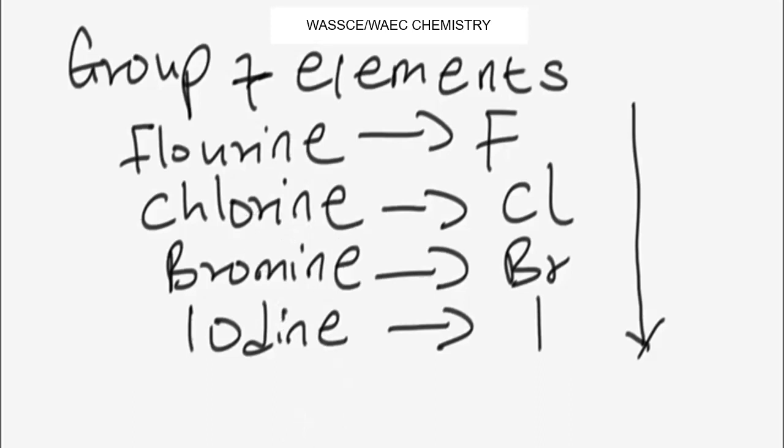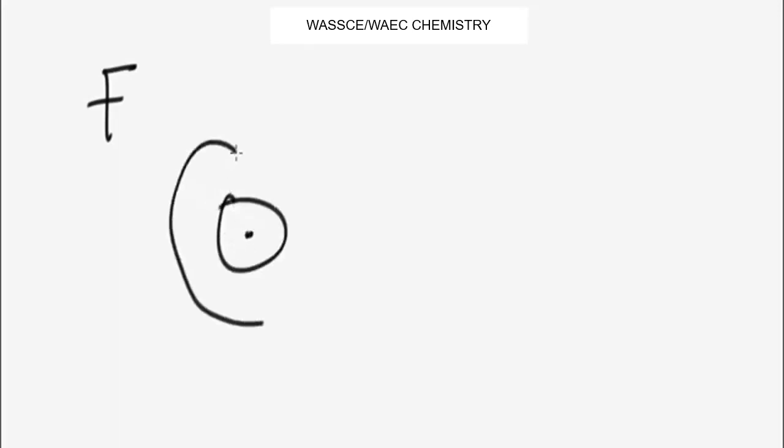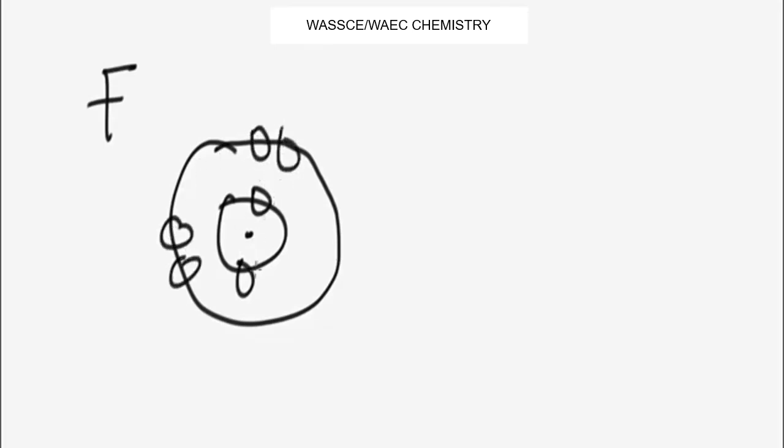Let me wipe this. Okay, now for fluorine, fluorine has atomic number 9. If you want to know the atomic structure of fluorine, this is the first shell, this is the nucleus, this will be the second shell. So the first 2 electrons will occupy the first shell, the remaining 7, you will attach here. Okay, 6, 7.